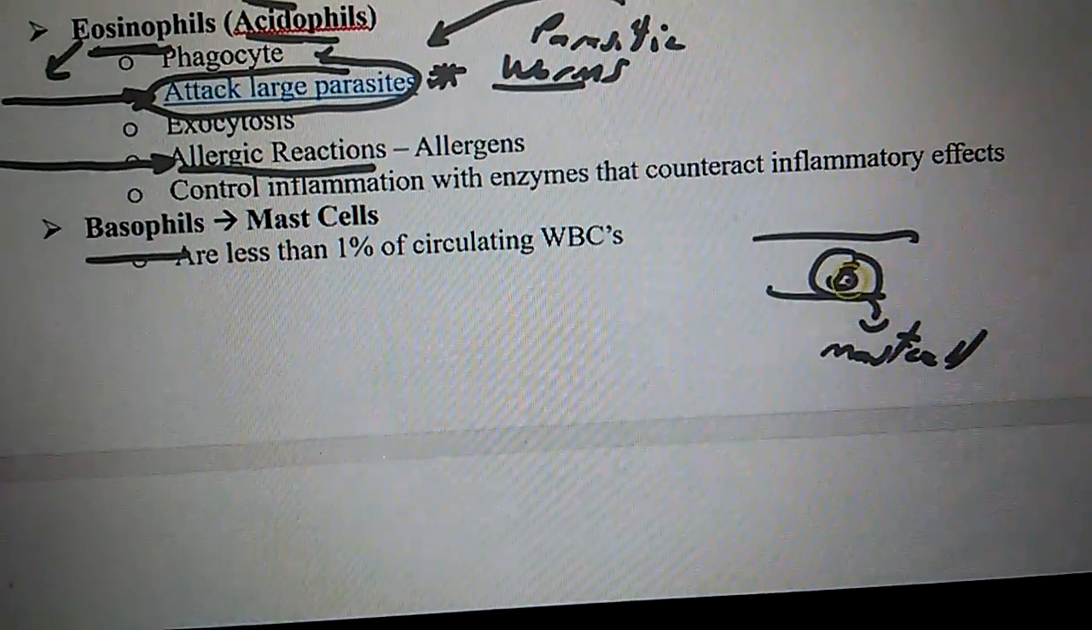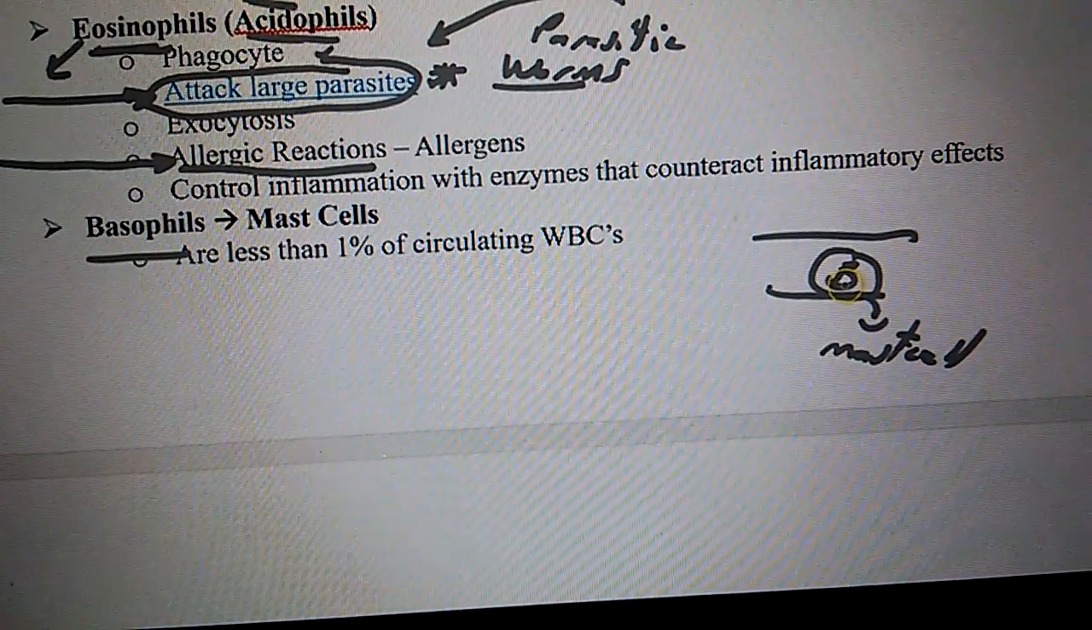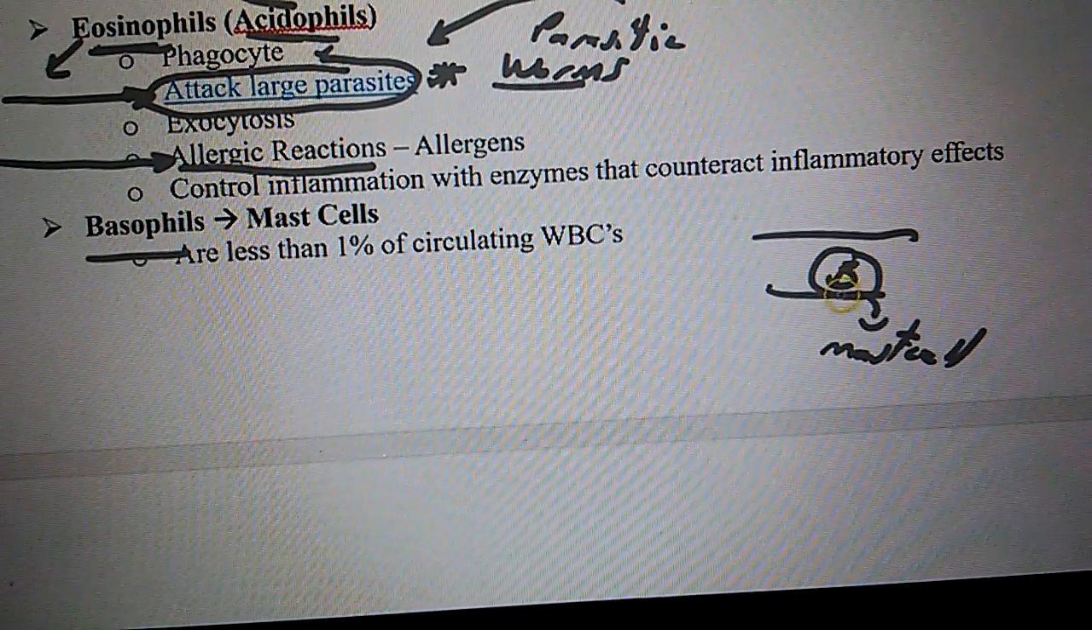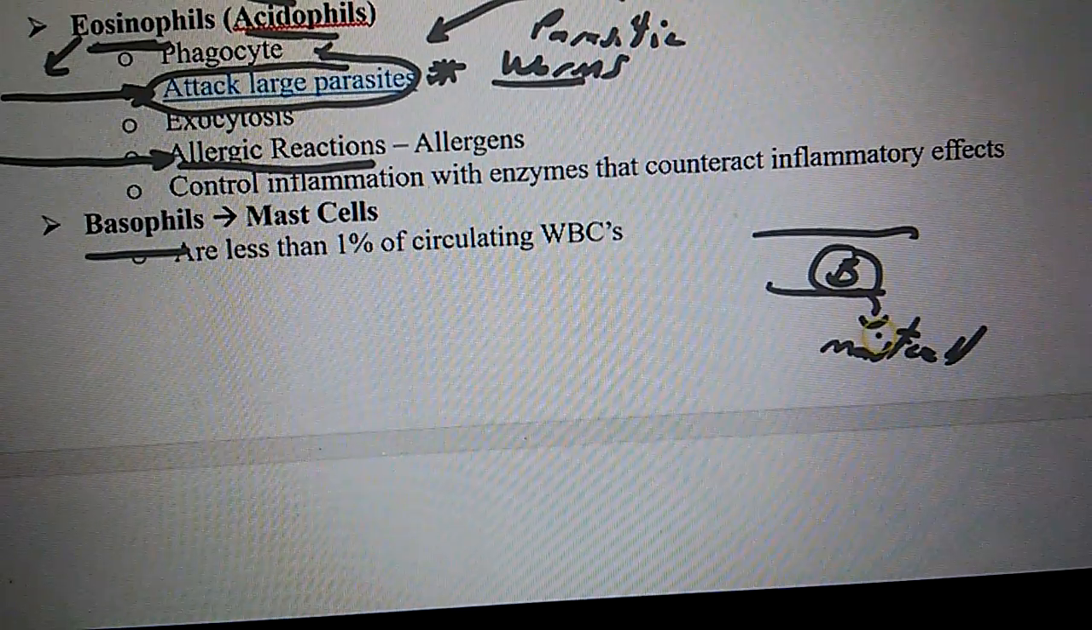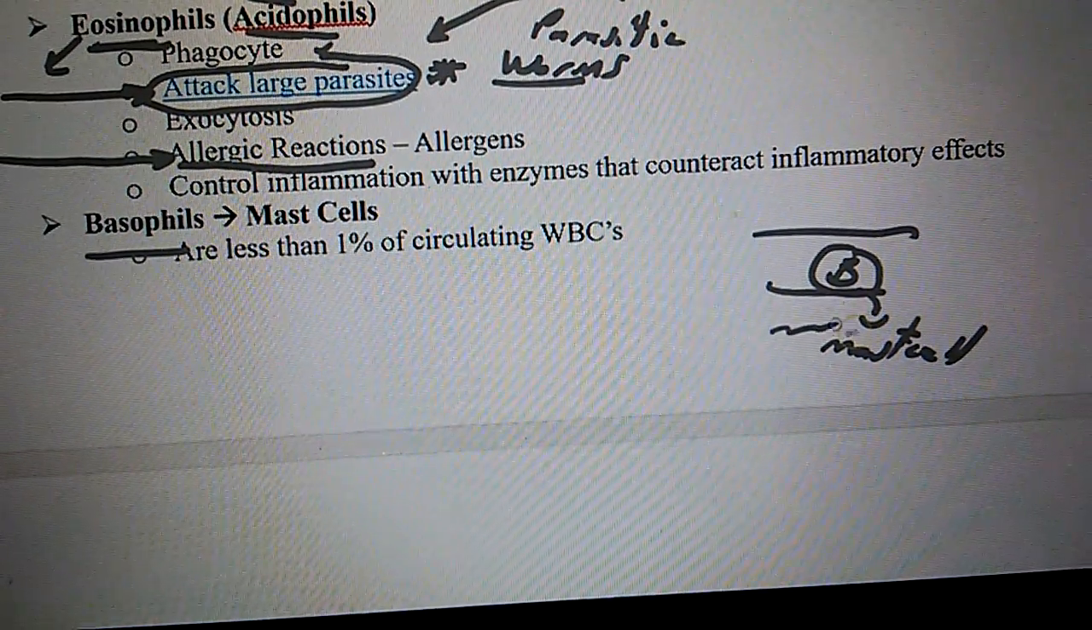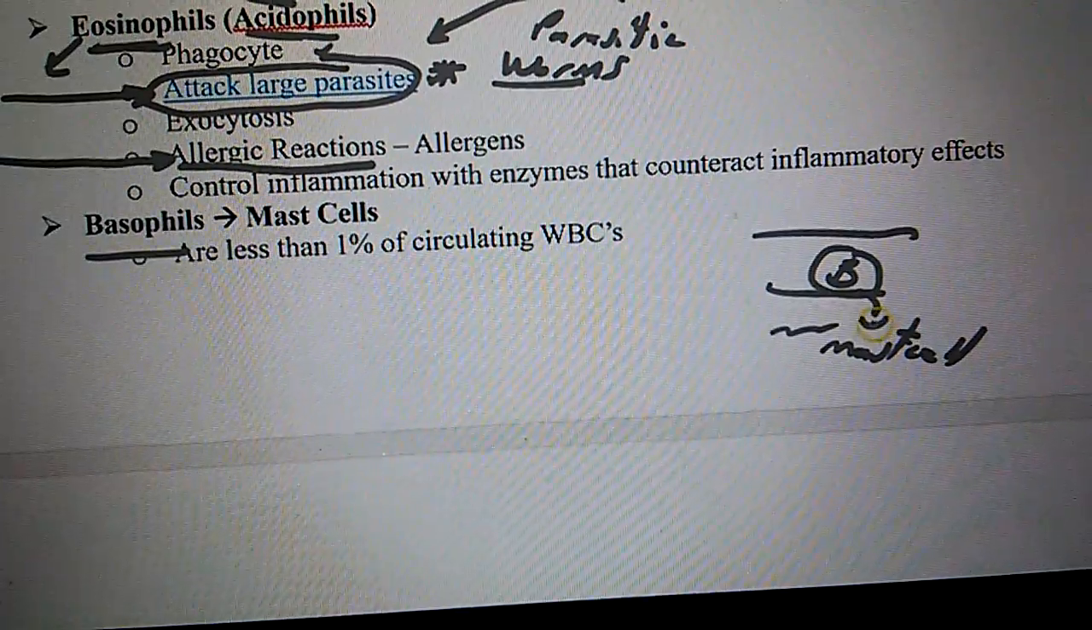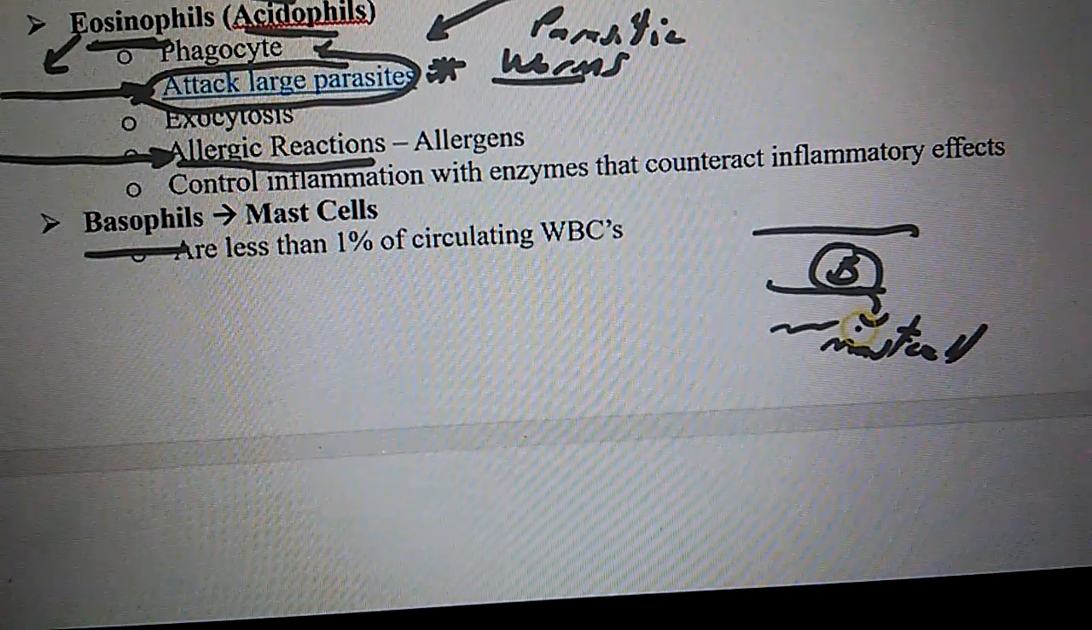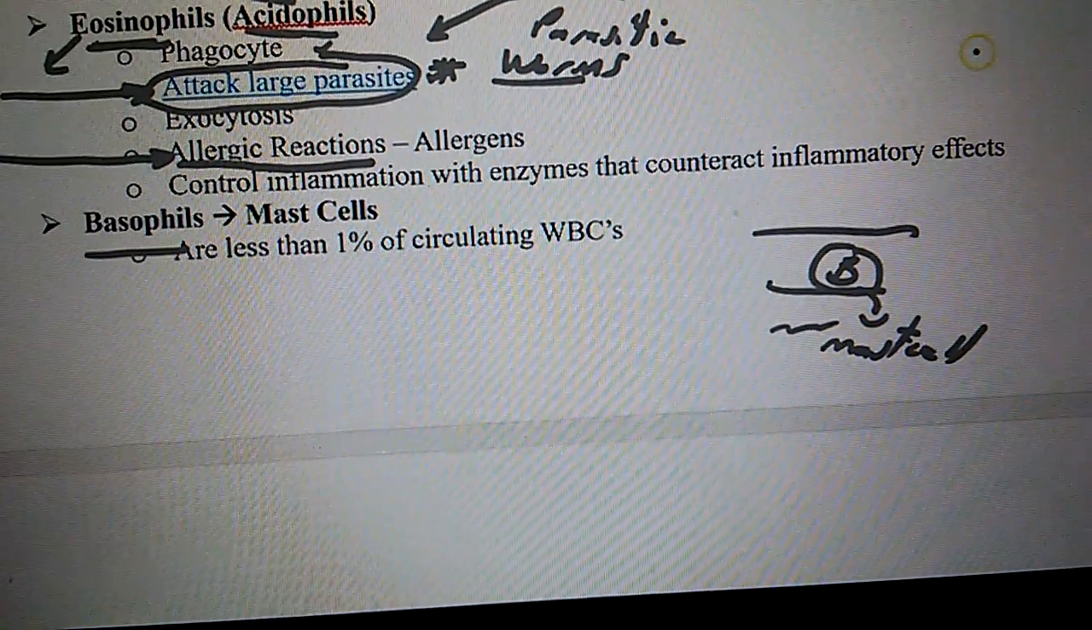So when it's in the blood, it's called a basophil. When a basophil leaves the blood and goes into the interstitial tissue, which is out here, it's called a mast cell. So is a basophil going to become a mast cell? Yes.